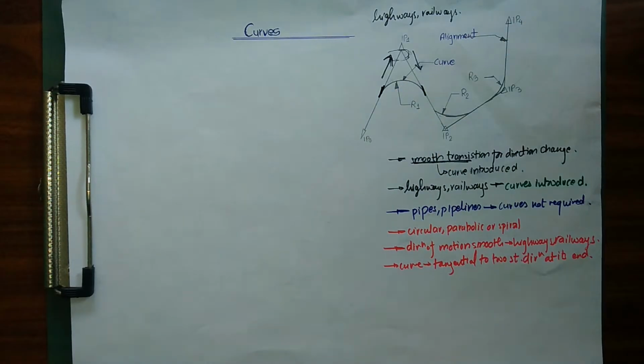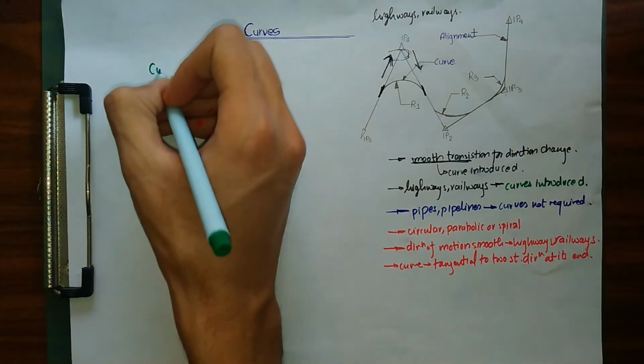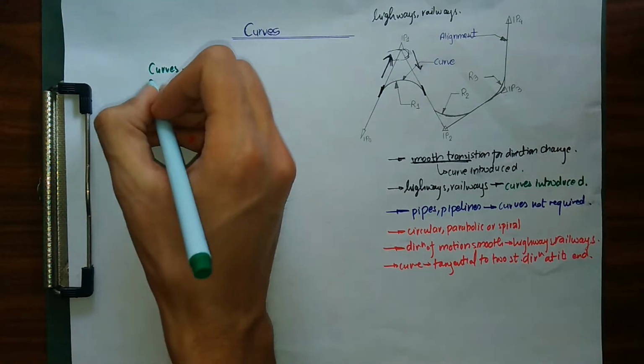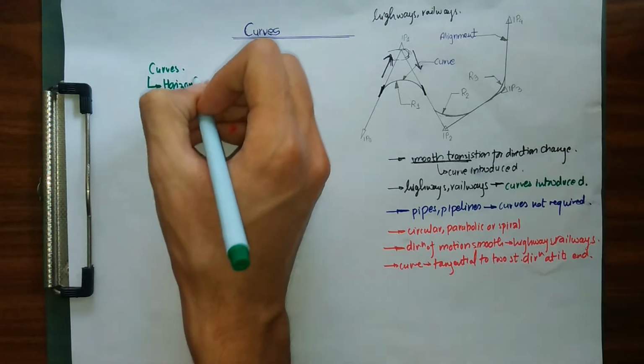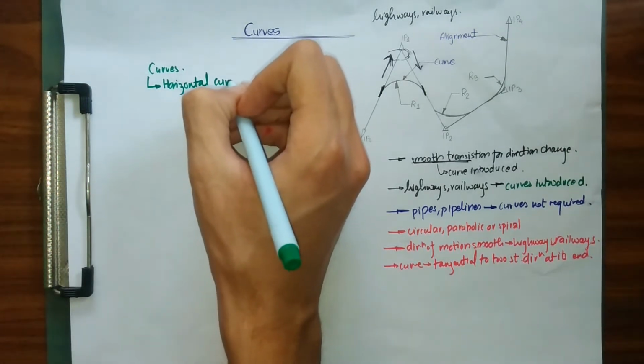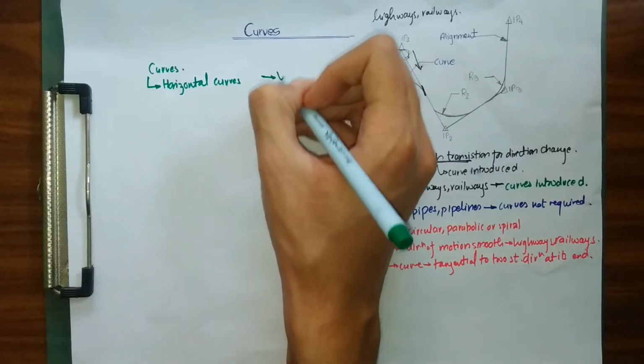So next we'll be talking about types of curves. What are the different types of curves? We have two types of curves: horizontal curves, and next is our vertical curves.